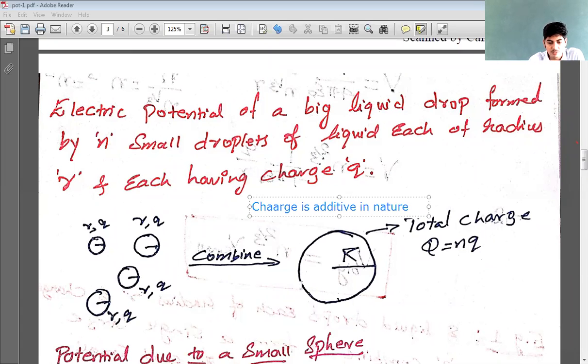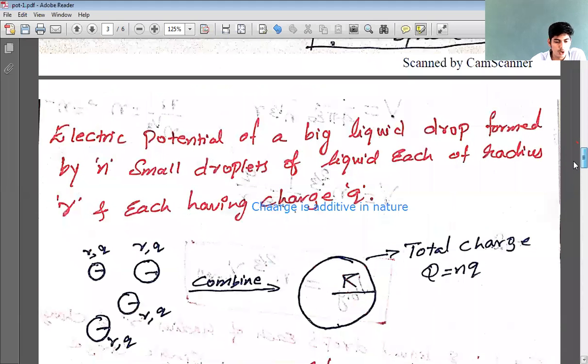So this big liquid drop is obtained by combining all these small charged spheres. The total charge on this sphere must be n into q. Very good. Is it clear? No problem with the total charge. How did the total charge on the large sphere become n into q? Is it clear? Okay. If this is clear, we will now think of what will be the potential of each small sphere.